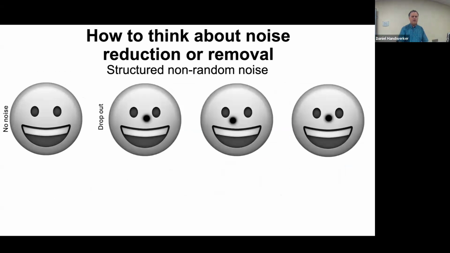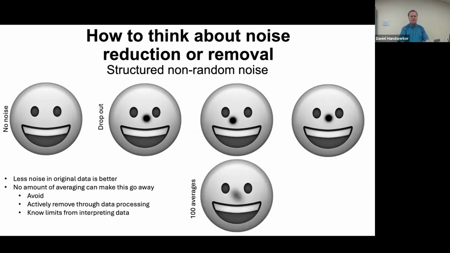So here's another example of structured random noise. Instead of having these patterns, linking directly to MRI, we can have a dropout region, and that dropout region is in a different place each time. So no matter how much you average, there's still going to be something there. They all overlap, they're not quite the same. There's nothing you're going to do that actually removes it. So the more you can reduce this at acquisition, the better. No amount of averaging is making it go away.